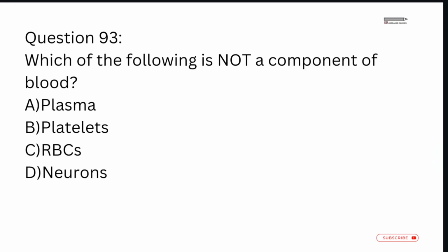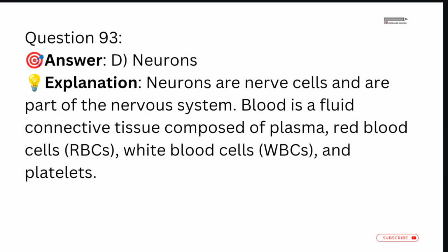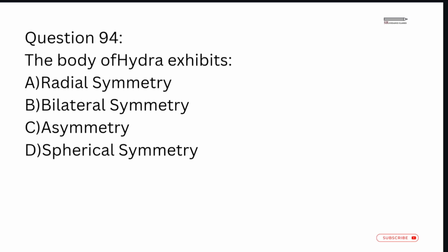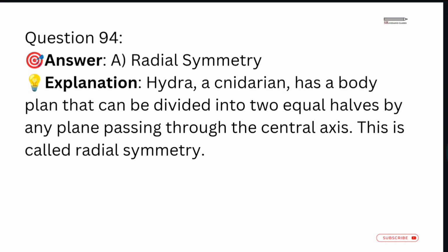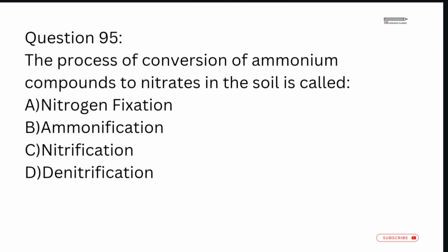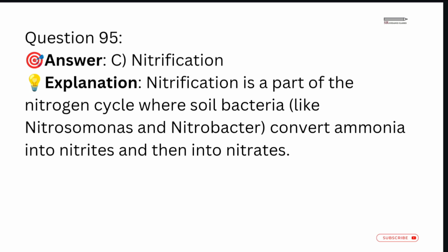Which of the following is not a component of blood? The correct answer is option D, neurons. The body of Hydra exhibits... The correct answer is option A, radial symmetry. The process of conversion of ammonium compounds to nitrates in the soil is called... The correct answer is option C, nitrification.